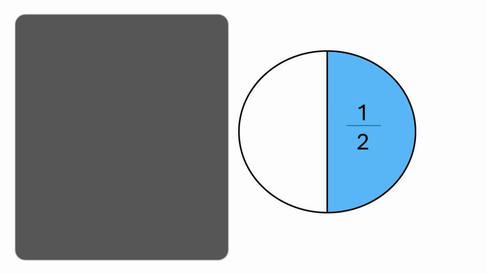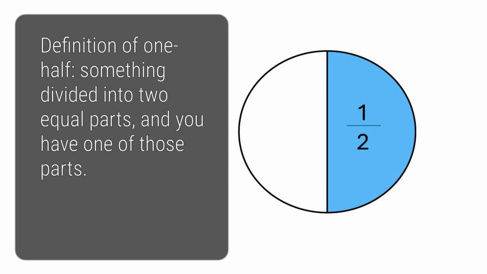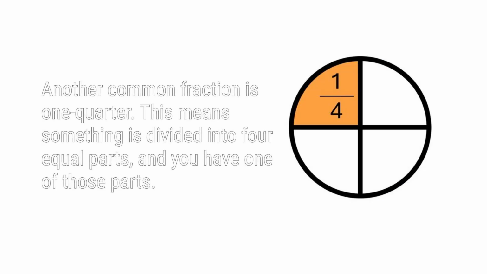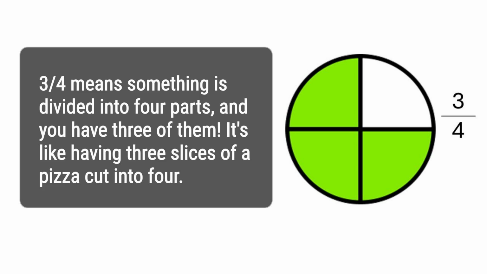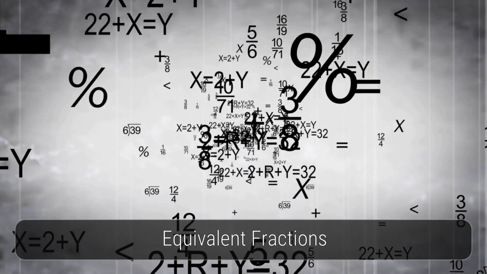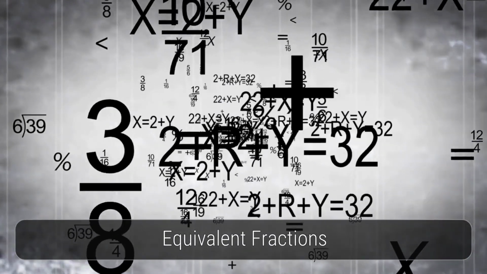Let's look at some common fractions. You've probably heard of 1/2. This means something is divided into 2 equal parts, and you have one of those parts. What about 3/4? That means something is divided into 4 parts, and you have 3 of them. Now, here's where it gets really interesting.